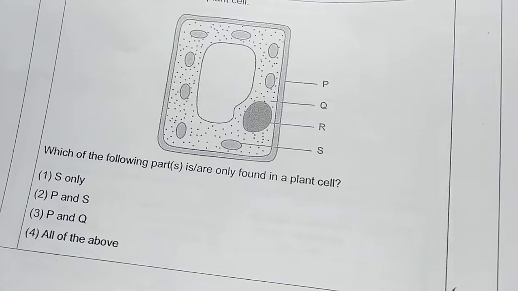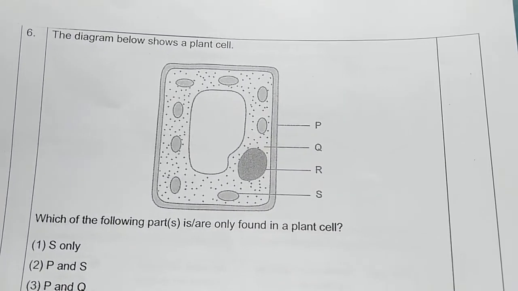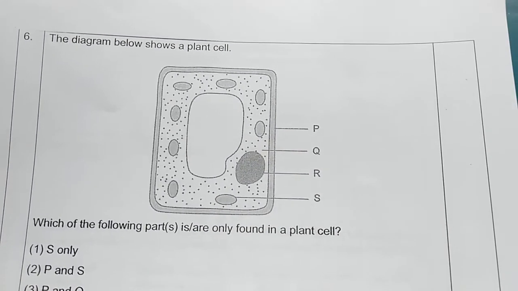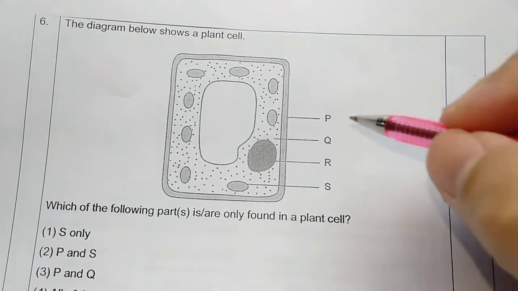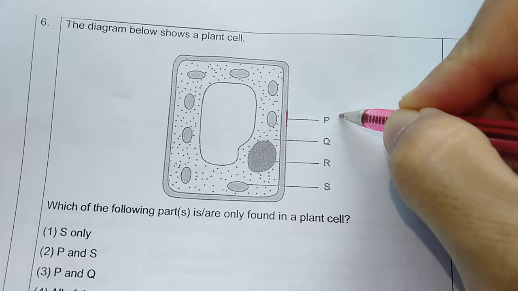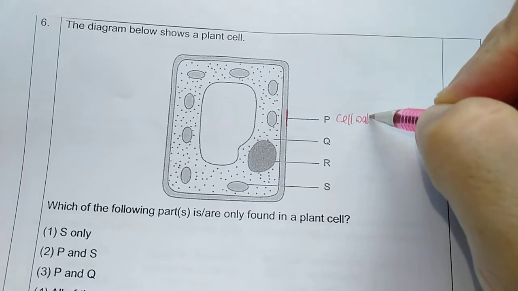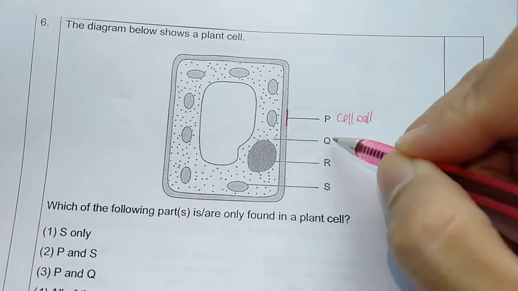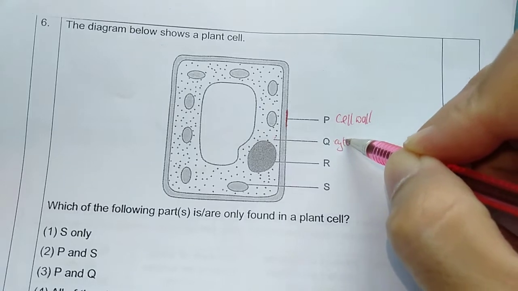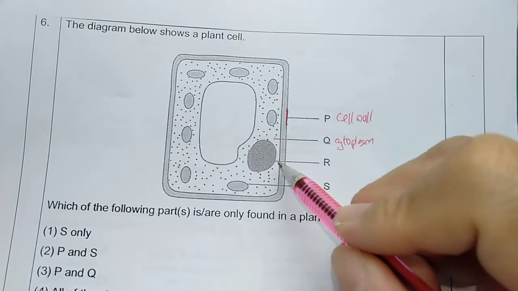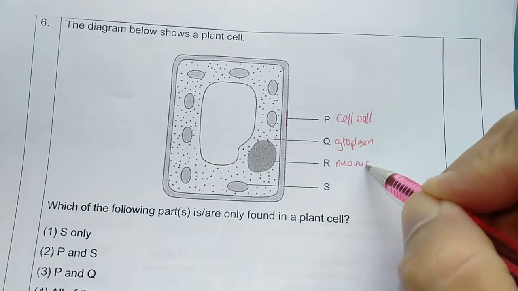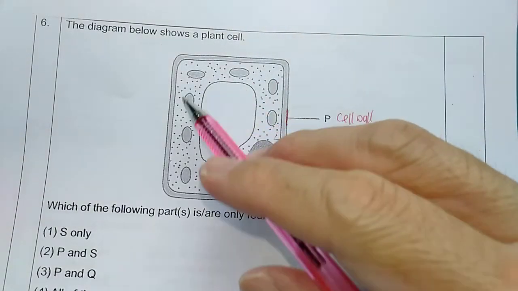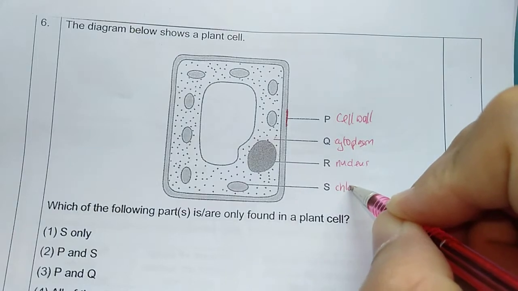Next, let's go on to the last MCQ question, then we go on to an open-ended question. Now the diagram here shows a plant cell. Very important, you got to label it. So P, the outer layer here, will be the cell wall. Next one, this part inside the jelly-like substance is the cytoplasm. Now this big round thing here is the nucleus. And these smaller round things around are the chloroplasts.